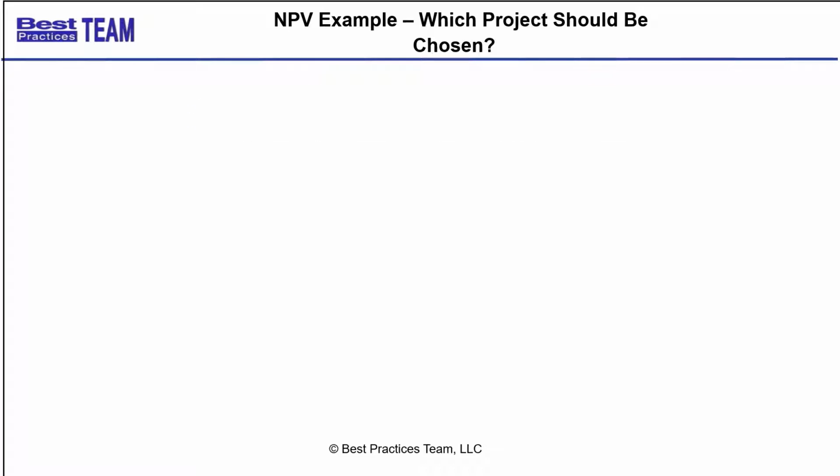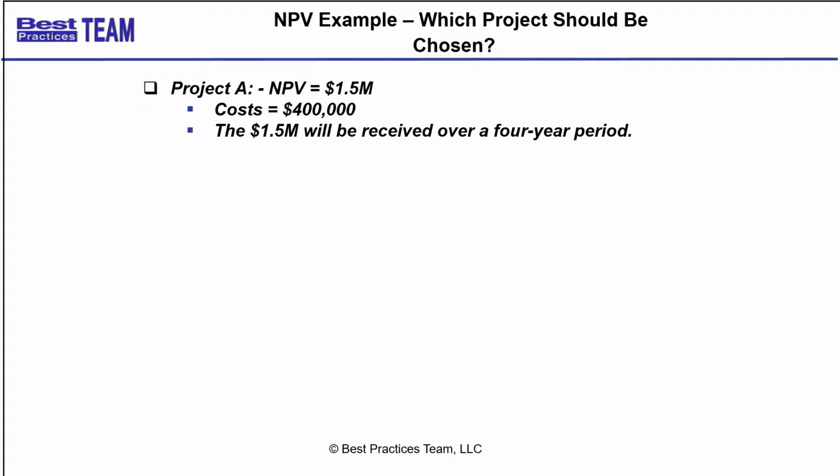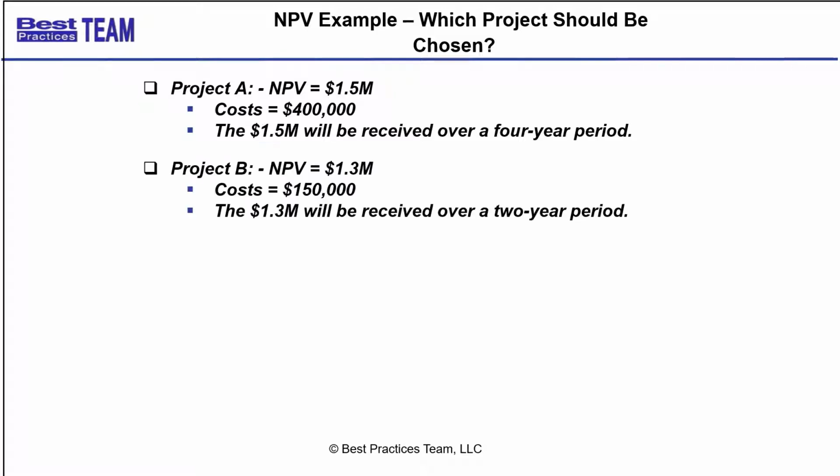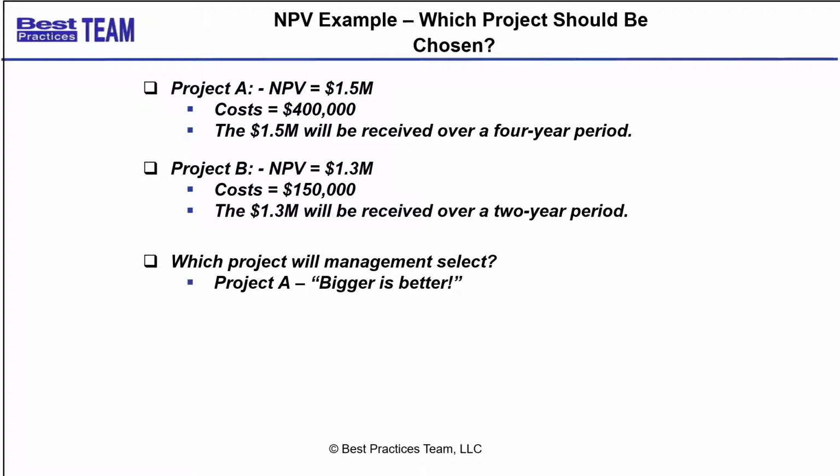So the problem goes like this. We're told that project A has a net present value of 1.5 million. The costs to do project A are $400,000, and we're going to receive this 1.5 million over a period of 4 years. On the other hand, we've got project B. Its net present value is 1.3 million. The costs to do project B are $150,000, and we're going to receive the 1.3 million over a total of 2 years. So then they ask which project should be selected here, and the answer is project A.